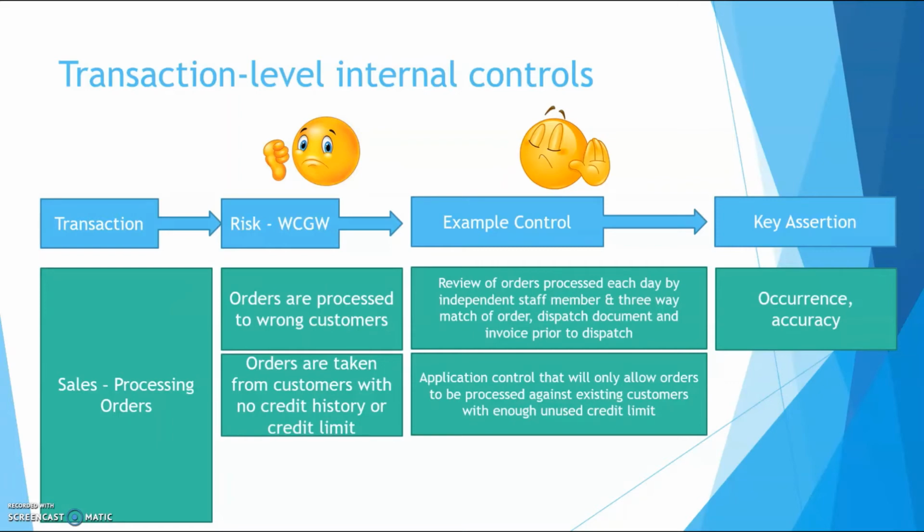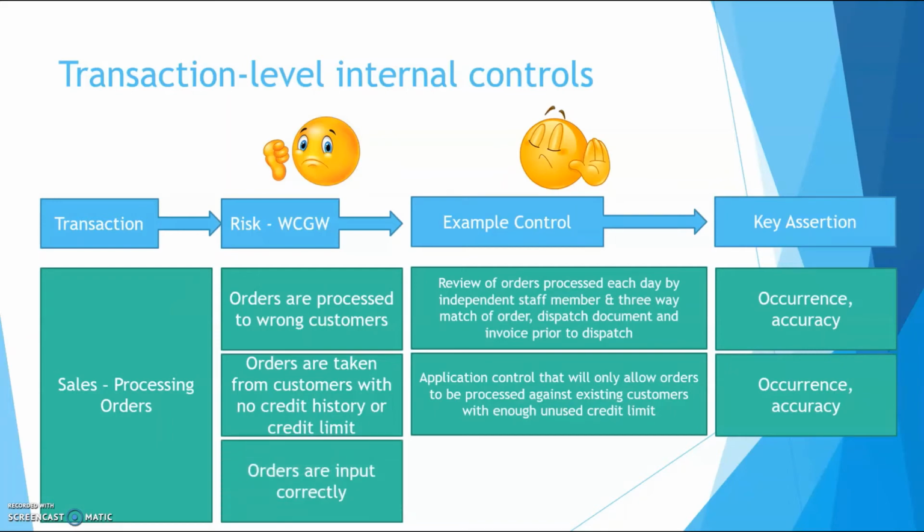That information is then uploaded to the system, and an order is only allowed to be processed to customer X when the value of that order is below $10,000 or doesn't exceed the outstanding amounts of $10,000. What assertions is that going to impact? The occurrence and accuracy assertion again. What else could go wrong?